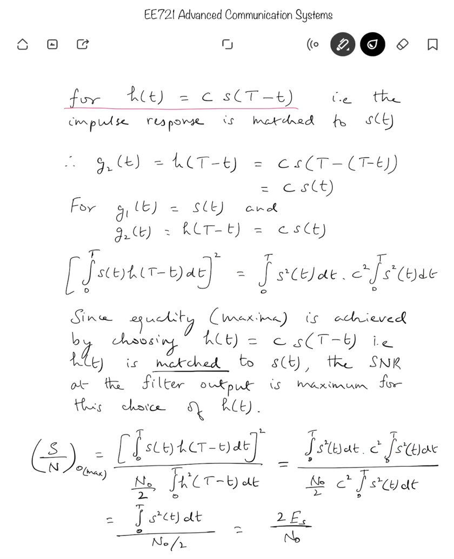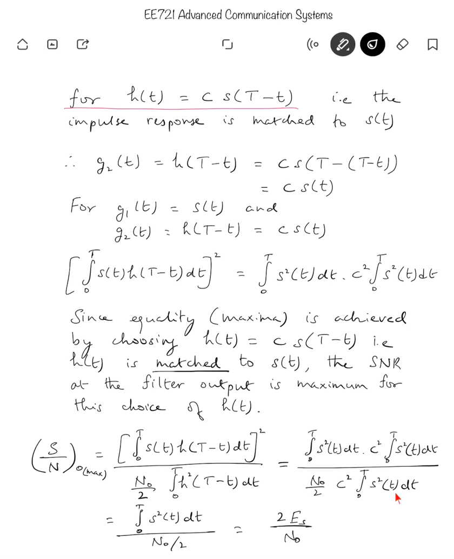So we have these two here in the numerator, and that is the maximum value, so hence we say this is equal to. And the denominator part, we had n naught by 2 into the energy of the impulse response. Again, this h square of t minus t is going to be c square s square of t, right? So we just substitute in place of h of t minus t. So in the denominator also we represent the impulse response in terms of the signal, because we have chosen the impulse response to be matched to the signal s of t. So the shifted version of the impulse response gives us s square of t, right? So now these calculations are shown here, okay?